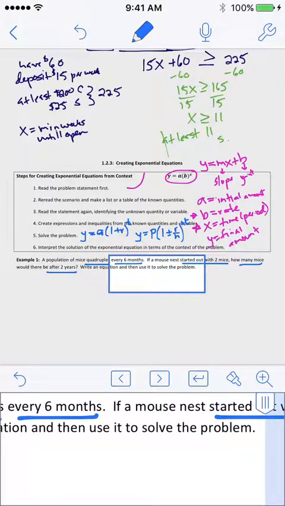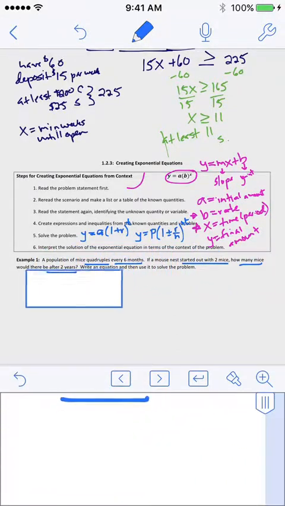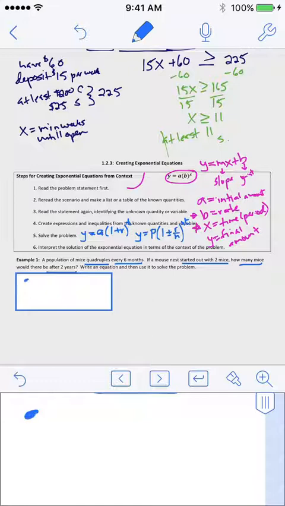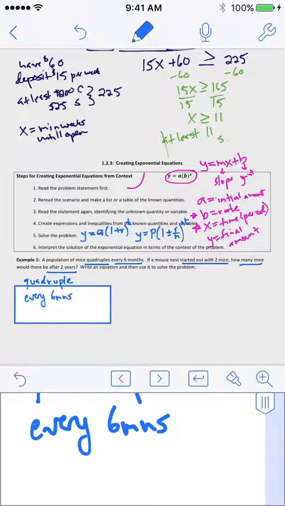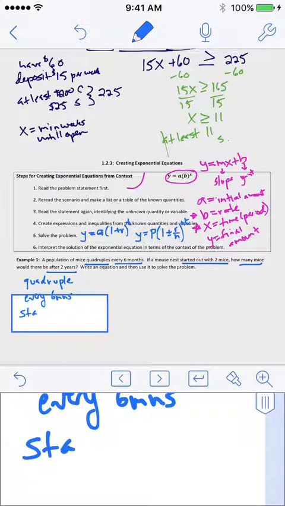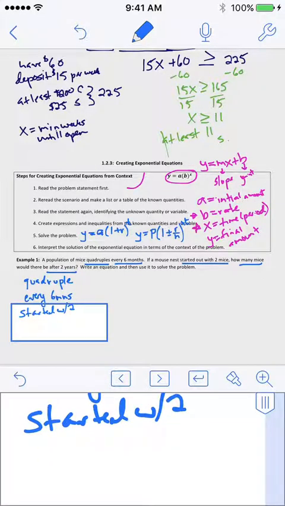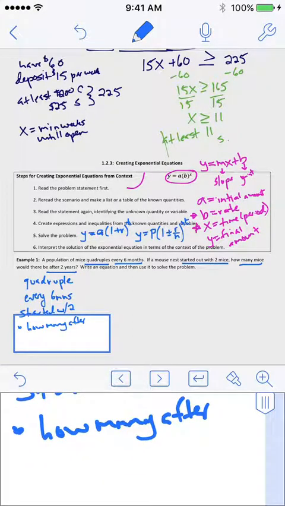Write an equation used to solve the problem. Let's go ahead and do that. So we know things quadruple. We know it's every 6 months. We know they started with 2. And we want to know how many after 2 years.